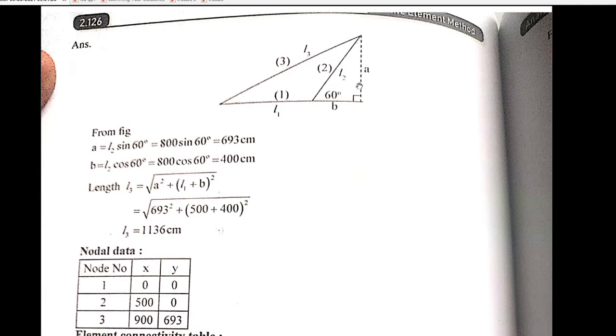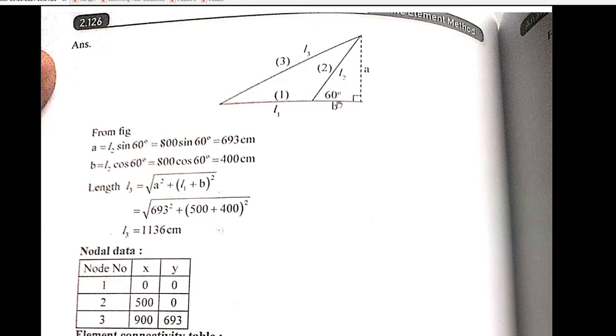Drop one vertical line here, and from this vertical height we call it A, and this small horizontal distance from here we call it B. According to the trigonometric rule, this is opposite, this is hypotenuse, and this is adjacent. Opposite by hypotenuse, that is, A is equal to L2 into sin theta. Therefore, you will get the A value.